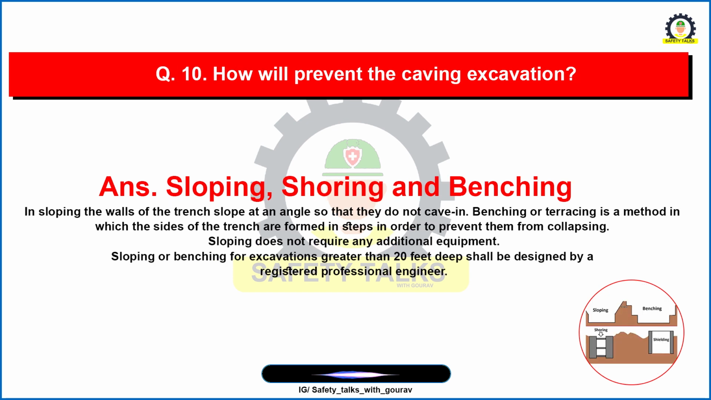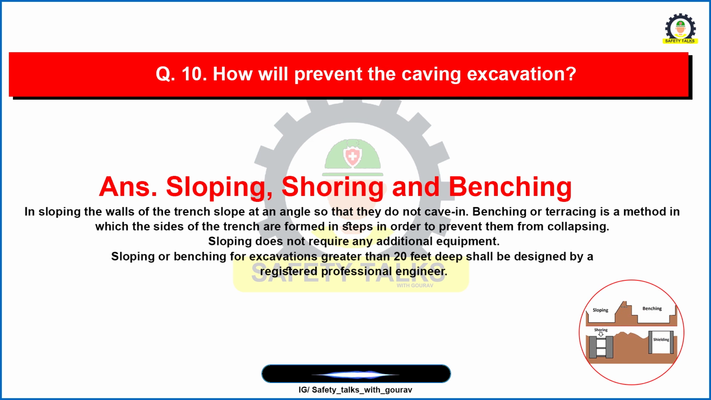The next question, or next topic, goes like, how will you prevent caving in excavation? If there is any type of caving happening in your excavation, how will you prevent that caving in the excavation? Okay, so the answer will be sloping, shoring and benching. These are the 3 techniques that are used to prevent caving in the excavation. Why? Because while we are doing excavation work, in sloping, the walls of the trench slope at an angle so that they do not cave in.